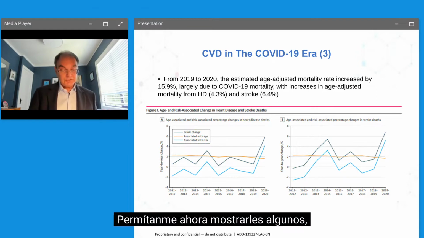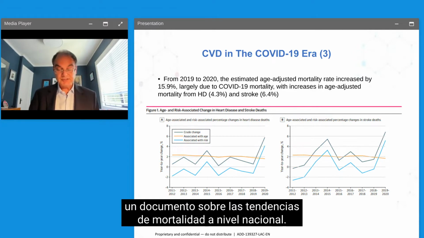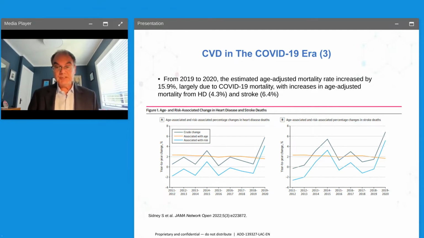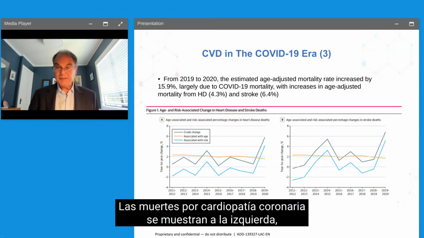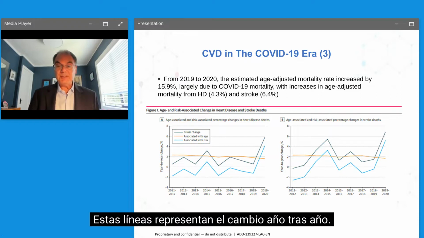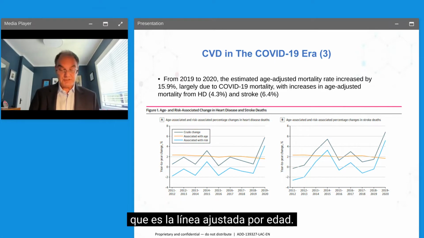Let me now show you some data from a recent paper that documents the mortality trends nationally. This is data from the CDC between 2011 and 2020. Deaths to coronary heart disease are shown on the left, deaths to stroke shown to the right. These lines represent a year-to-year change. And I want you to pay particular attention to the blue line, which is the age-adjusted line.